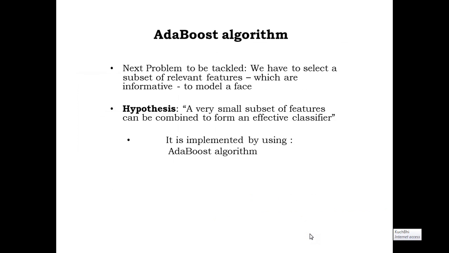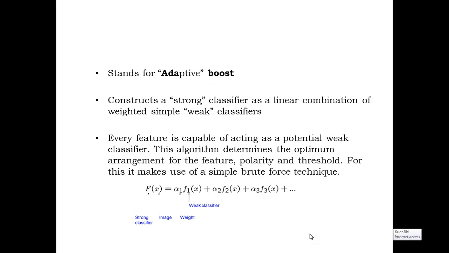Now let's talk about the second phase. The next problem to be tackled is that we have to select a subset of relevant features which are informative. A very small subset of features can be combined to form an effective classifier. Now how is it done? It is done by using the AdaBoost algorithm, which stands for adaptive boost. It constructs a strong classifier as a linear combination of weighted simple weak classifiers. In this, every feature is capable of acting as a potential weak classifier. This algorithm determines the optimum feature polarity and threshold, using a simple brute force technique. As you can see, a strong classifier is constructed of weak classifiers, each representing a single feature.